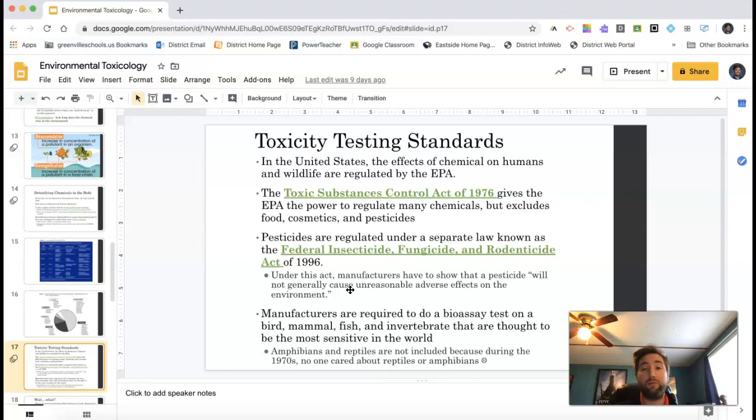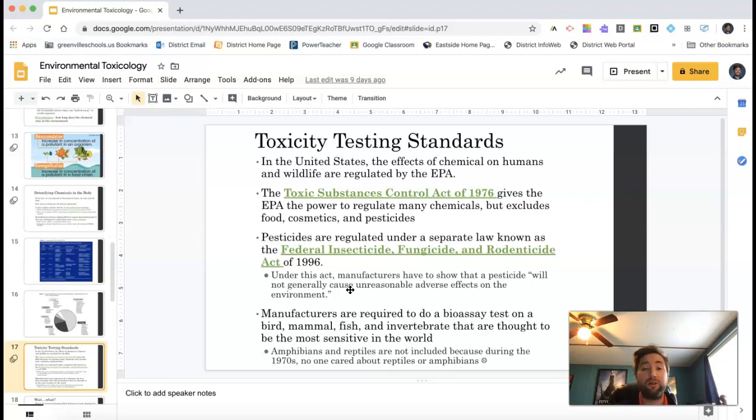It's going to exclude food and cosmetics. That is going to be the Food and Drug Administration, which is the FDA. And then pesticides are going to be regulated underneath FIFRA, which is the next law that I'll talk about. So TSCA is 1976, Toxic Substances Control Act.